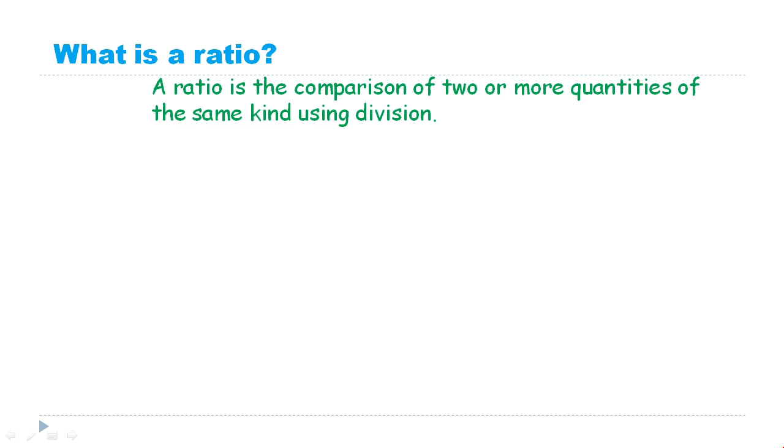So what is ratio? You see, when we are going to compare two things, say the ages of two students, then we will use the ratio. The comparison can be done by using addition and subtraction, but in the case of ratio, we will use multiplication, or better to say division. So what is the definition? A ratio is the comparison of two or more quantities of the same kind using division.